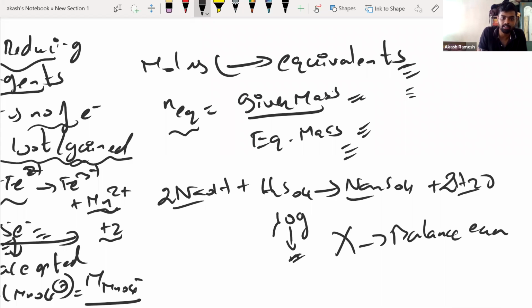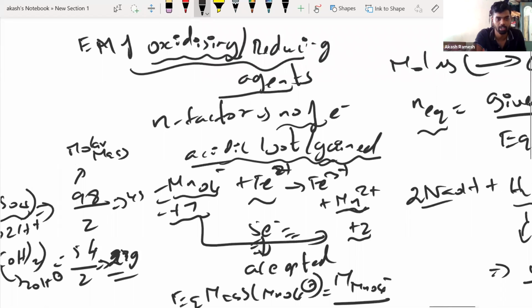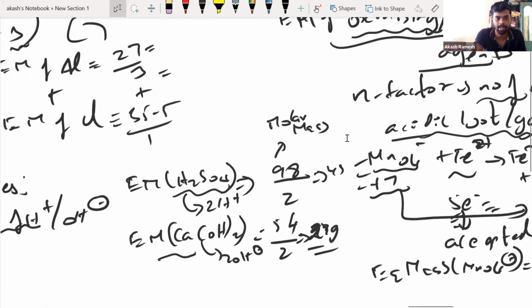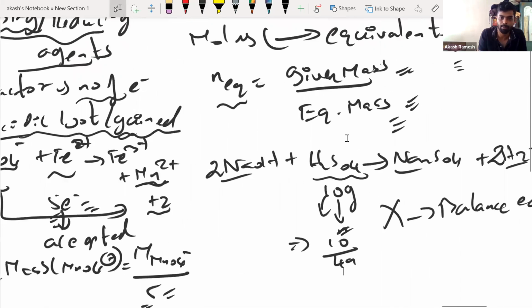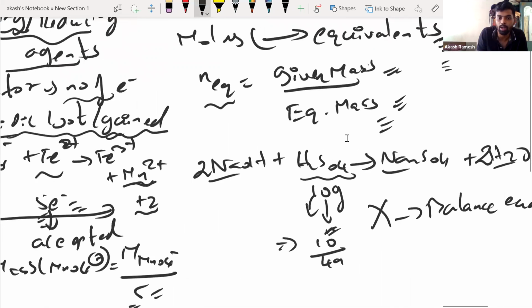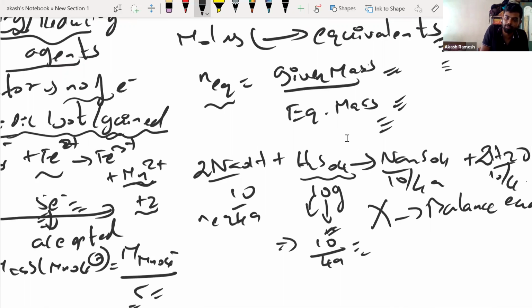Say, now you convert this into number of equivalents, that is given mass divided by the equivalent mass of H2SO4, which is 49. You just calculated it. Equivalent mass of H2SO4 is 98 divided by n factor. N factor is 2, so 49. Once you know this, there is no cross multiplication. Here also I'm going to have 10 by 49 number of equivalents. Here also 10 by 49, here also 10 by 49.